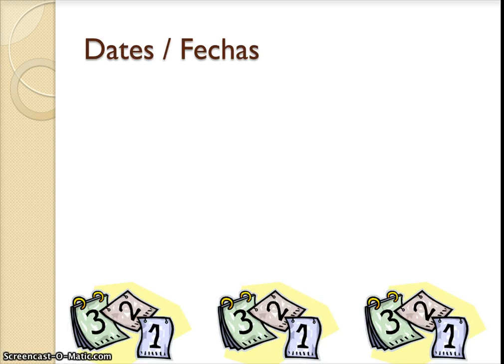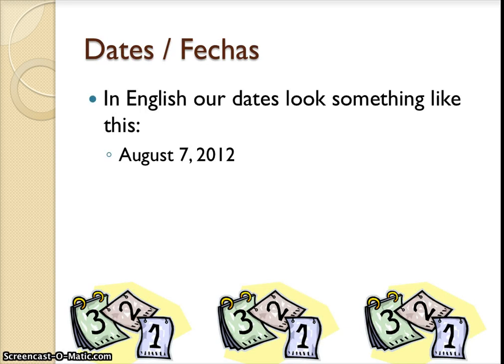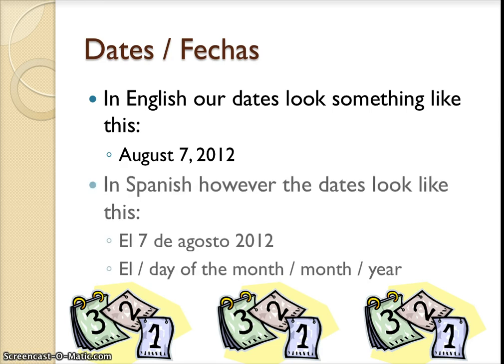All right, then moving on to our dates, or fechas. In English, when we are writing our dates out, it looks similar to this, August 7th, 2012. Okay? In Spanish, the dates look a little different. They flip-flop it. So in Spanish, the same date, August 7th, would look like el 7 de agosto 2012. Okay, so in order to form dates in Spanish, you start off with el, and then the day of the month, then the month, and then the year.